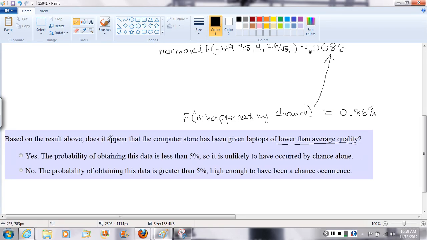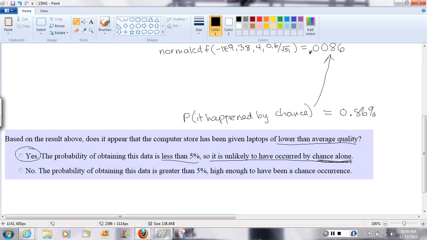So we could say, does it appear the computer store has been given laptops of lower than average quality? Yes, definitely. It looks like they have, because the chance of getting a sample mean that far below the mean is less than 1%, which is less than that 5%. So we say it's unlikely that it was just a fluke that all these laptops lasted shorter than they're supposed to. Probably it happened because they're being shipped from a factory that has lower quality control standards, or who knows why it's happening, but this is pretty good evidence that it is happening.